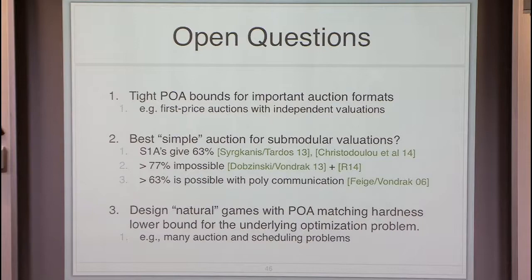I mentioned multiple times, even for a single item first price auction with independent valuations, we don't know what the worst case welfare loss can be at a Bayes-Nash equilibrium. It's a little embarrassing. We don't know the answer. We just know bounds.